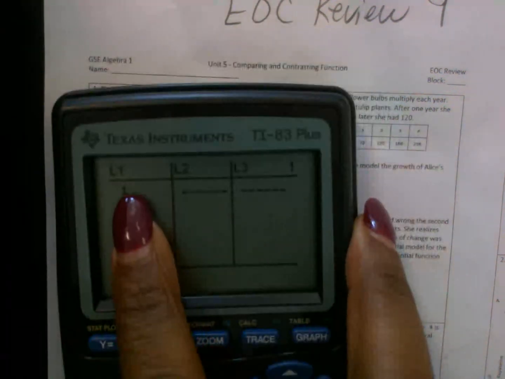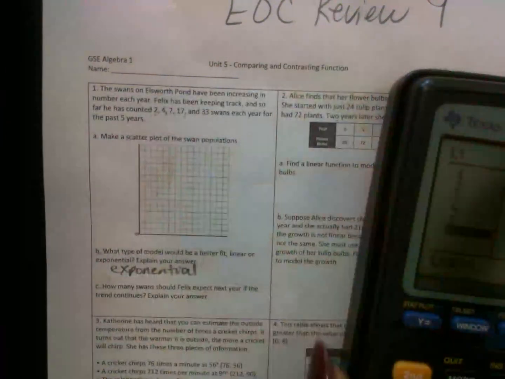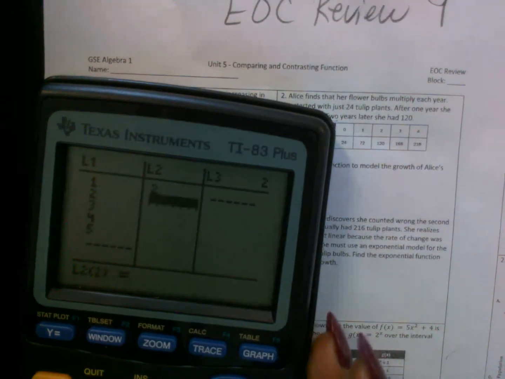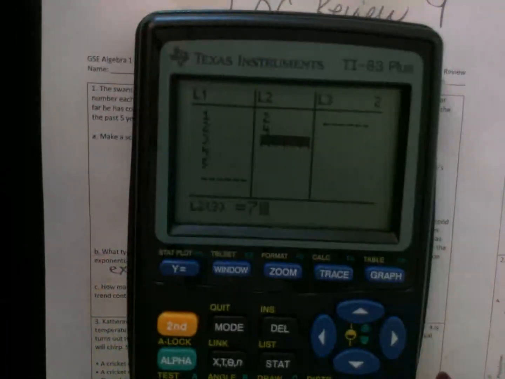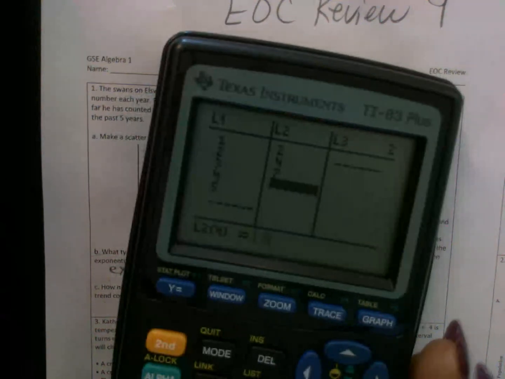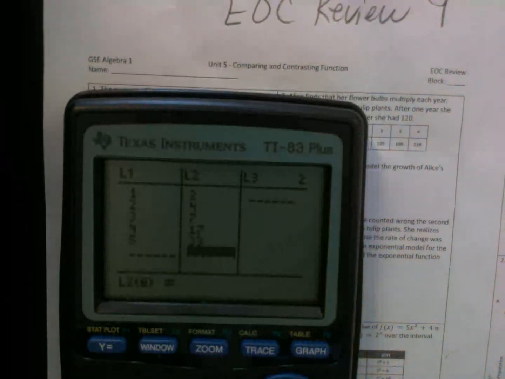Automatically, we're going to start. It didn't give us the starting number, the 0 number, so we're going to start with 1 and not 0. And then beside 1, the first number is 2. The second number is 4. The third number is 7. The fourth number is 17. And what's the fifth number? 33. All right, so now we're going to do exponential reg.